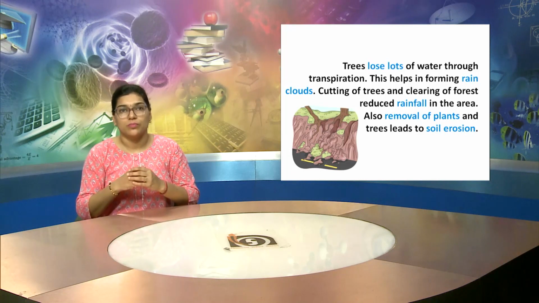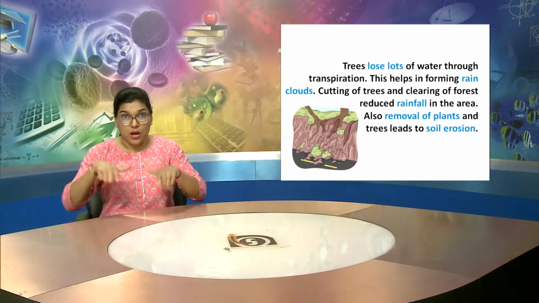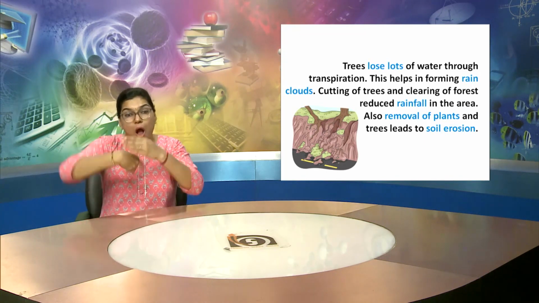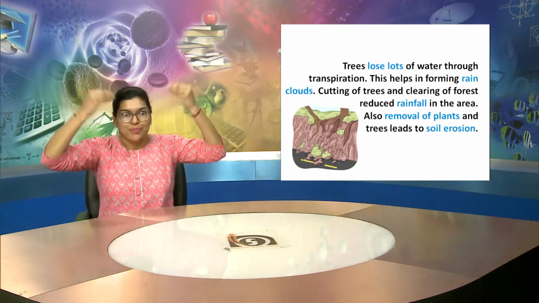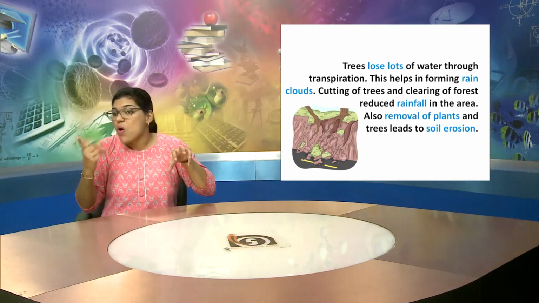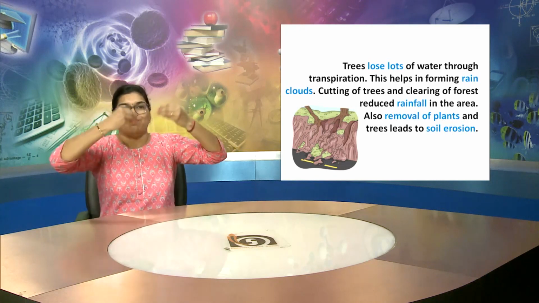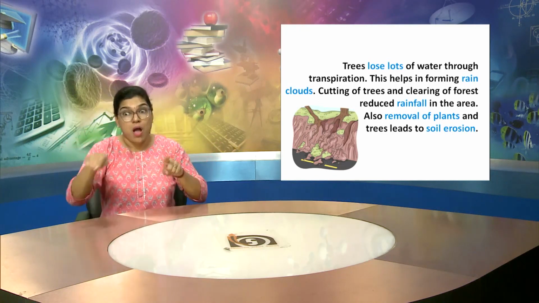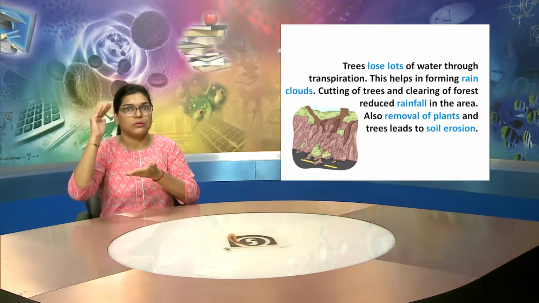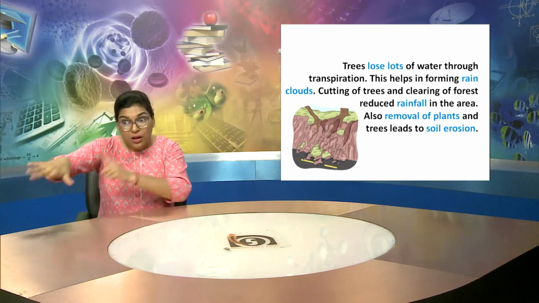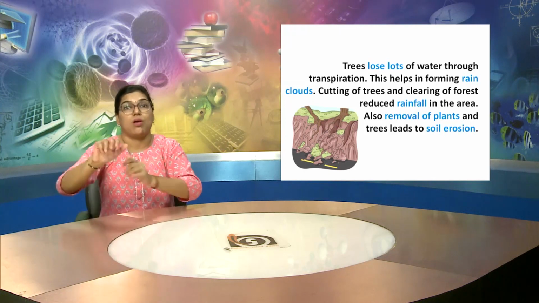Now this point which is on the screen is related and linked to the previous slide. Trees lose lots of water through transpiration, and it helps in forming rain clouds, and cutting of trees and clearing of forests reduces rainfall in the area. It also affects other natural things, and removal of plants and trees leads to soil erosion.